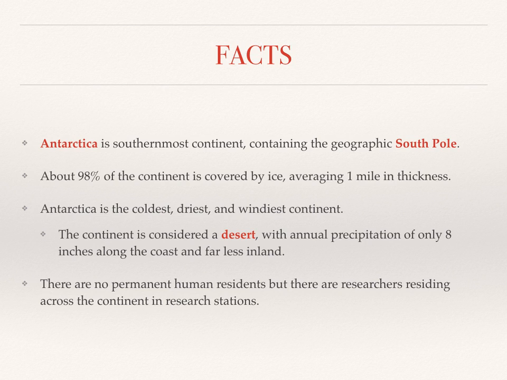Wait a minute, with all that snow, how can it be so dry? Well, it turns out that the continent's considered a desert. It has annual precipitation of only 8 inches along the coast, and far less the more inland you go. So this is a desert based on its level of precipitation. There are no permanent human residents, but there are researchers that reside across the continent in research stations.